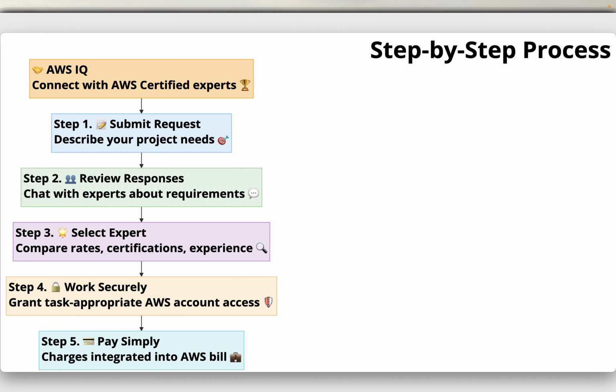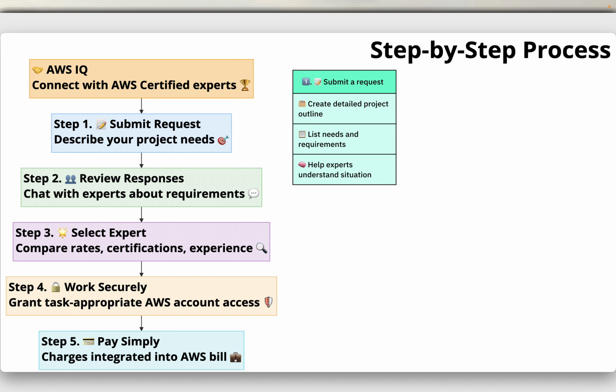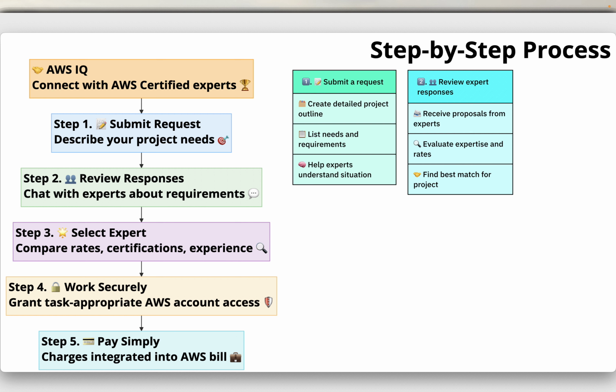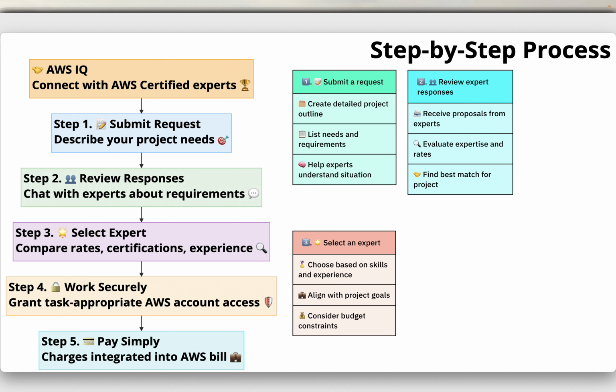So step-by-step process. This is a typical step-by-step workflow. You begin by creating a detailed request outlining your project needs and requirements, and this helps AWS experts understand your specific situation and how they can assist you. After you submit your request, you will receive responses from qualified AWS experts. You take your time to review their proposals, expertise, and rates to find the best match for your project. Then you choose the AWS expert whose skills, experience, and proposal align best with your project goals and the budget. This step ensures you are partnering with the right professional for your needs.